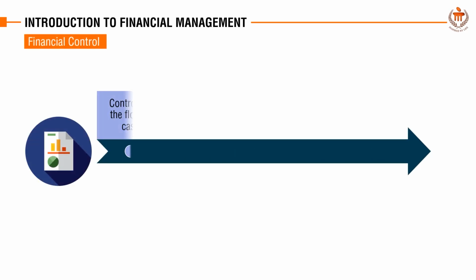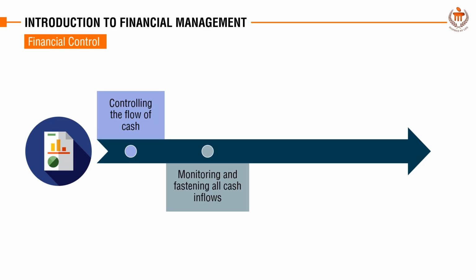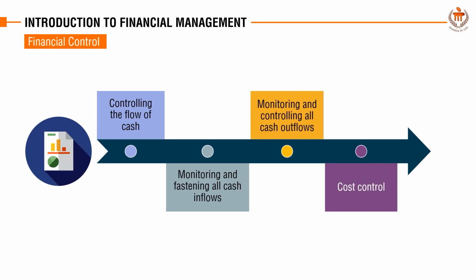Financial control. Like every managerial function, control is also an important aspect. Therefore, the finance department has to control the inflows and outflows of cash, monitor and control the cash inflows, monitor and control cash outflows, and cost control. The finance management department is also interested in controlling and reducing cost incurred by an organization, because every part of it, like cost saved, adds to the profit of the organization.